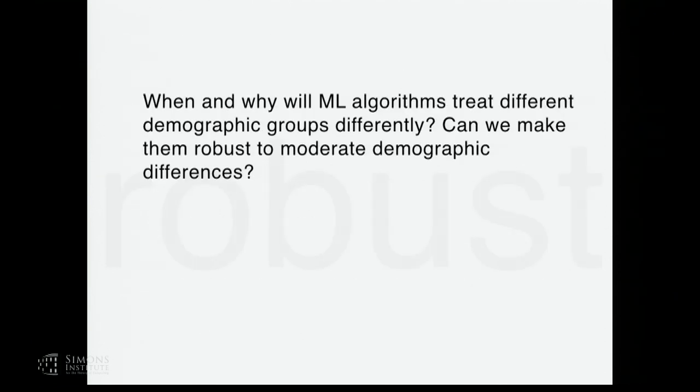Okay. So the question that I want to think about slightly more precisely is when and why machine learning algorithms treat different demographic groups differently. And I know that's ill-defined, but also whether or not it's possible to make them robust to moderate demographic differences.